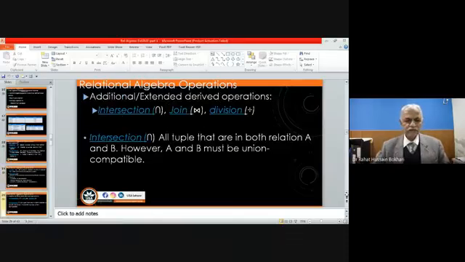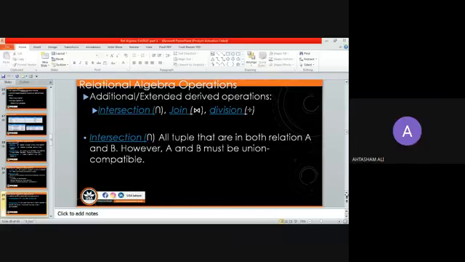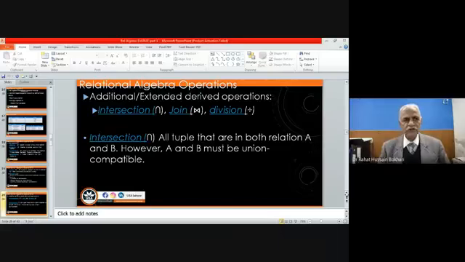Other extended derived operations are intersection, join, and division. I hope you are familiar with intersection and union, because of set theory. Yes, sir. With union, you have all members that are available in set A and set B, whereas in intersection, you get only those members that are common to both sets A and B. So we have to study these operators using our operands, which are basically tables.